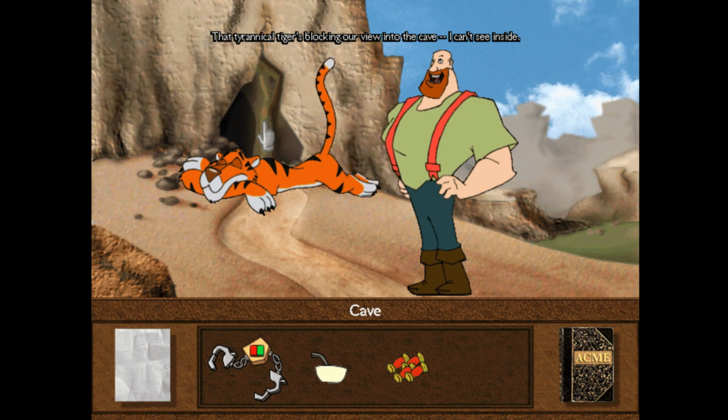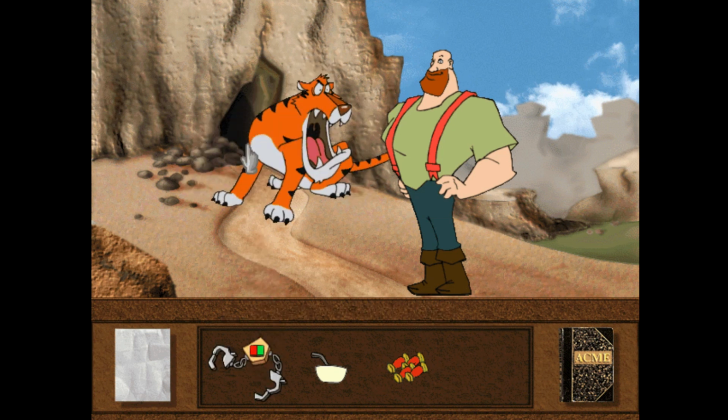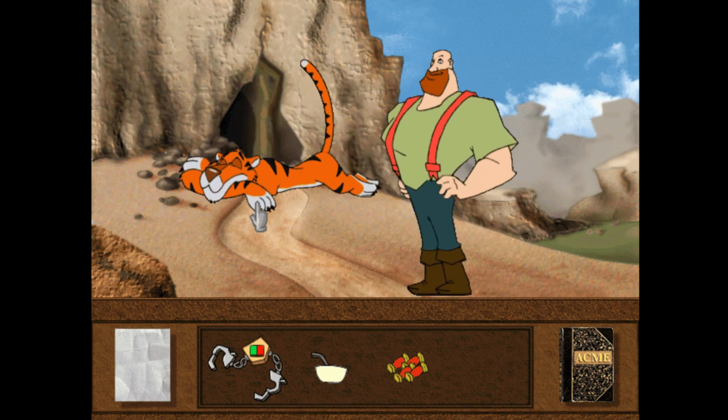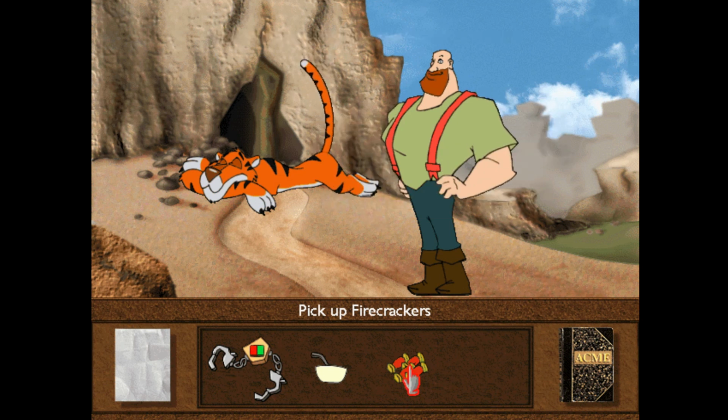That tyrannical tiger's blocking our view into the cave. I can't see inside. So, yes, the thief is right here in the cave. But we can't do it with the tiger in the way, so how do we get rid of it? Well, remember when Khan scared his cheetah with the firecrackers? Let's use him on the tiger.